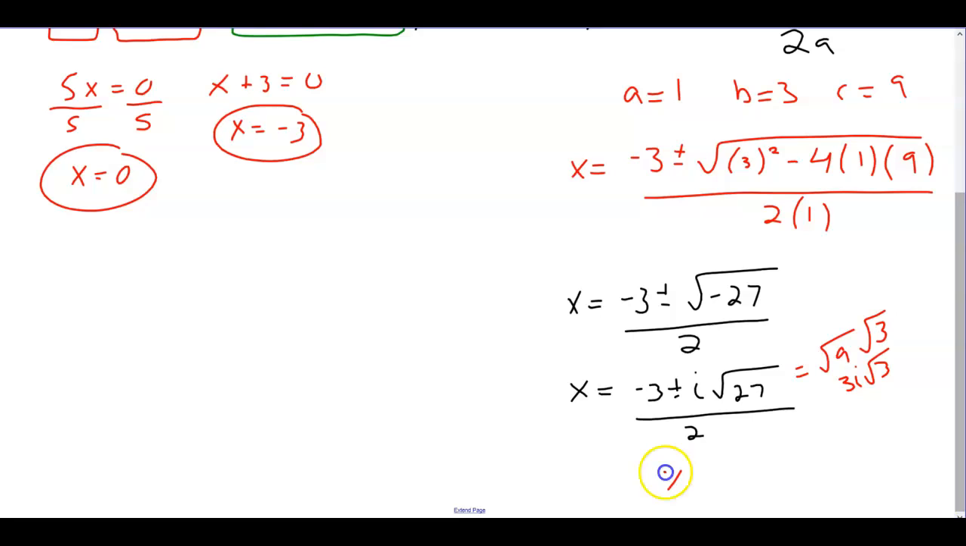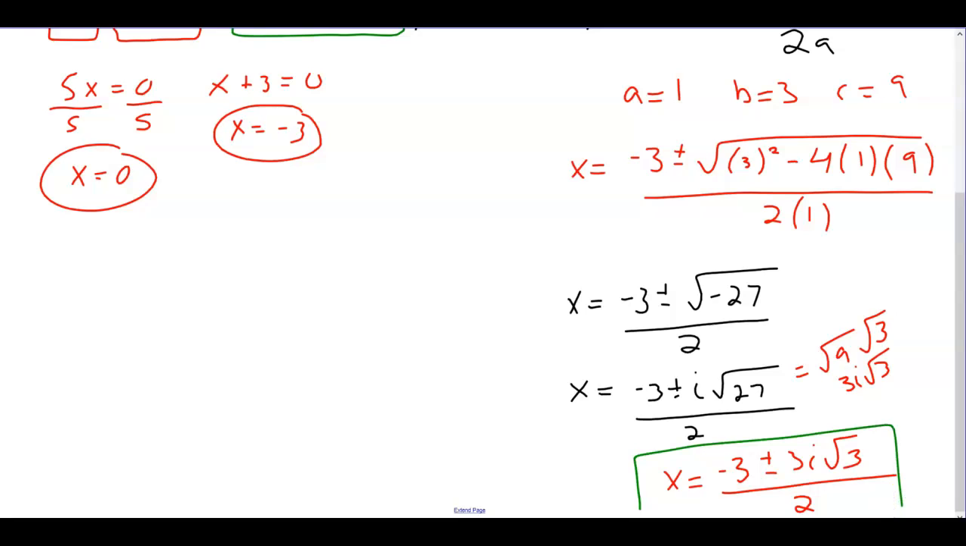So our final answer here would be x equals negative 3 plus or minus 3i square root of 3 all over 2. Now sometimes we can simplify this, but you'll notice 3 doesn't divide by 2, 3 doesn't divide by 2, so that's as good as it gets. You can just leave it just like this. Now that is two separate answers. It's negative 3 plus 3i square root of 3 all divided by 2, and it's negative 3 minus 3i square root of 3 all divided by 2. So we get two answers, but they are both imaginary.